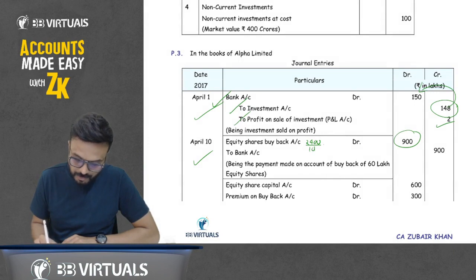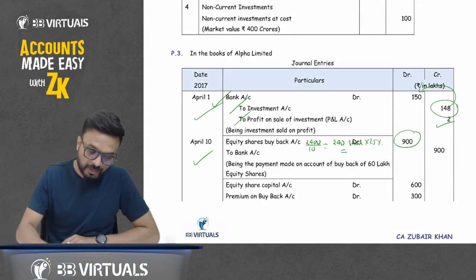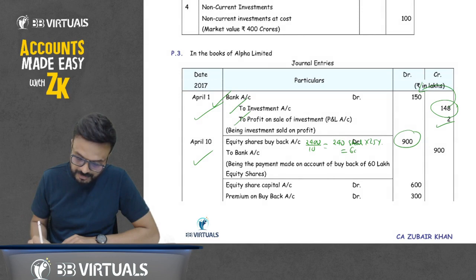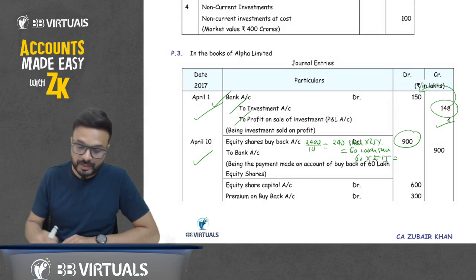If I say share is of rupees 10, it means how many number of shares? 240 lakh shares. They are doing buyback 25%. So 240 multiplied by 25%, that comes to 60 lakhs. All are in lakhs. 60 lakh shares. And we are paying 15 rupees per share. So 60 multiplied by 15, that comes to 900.